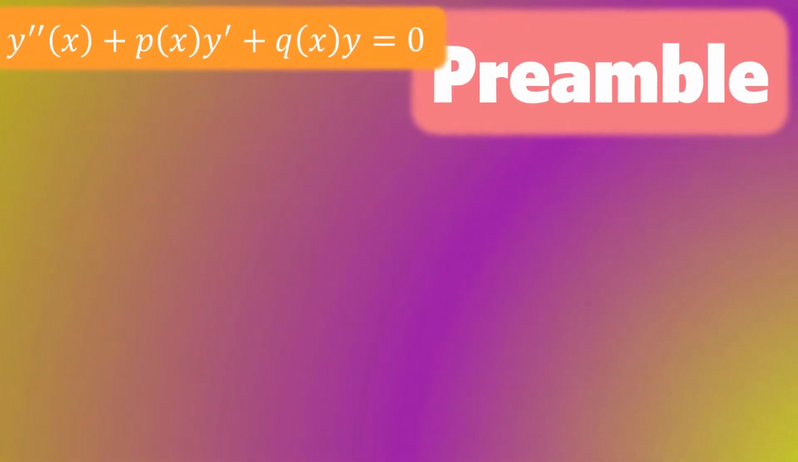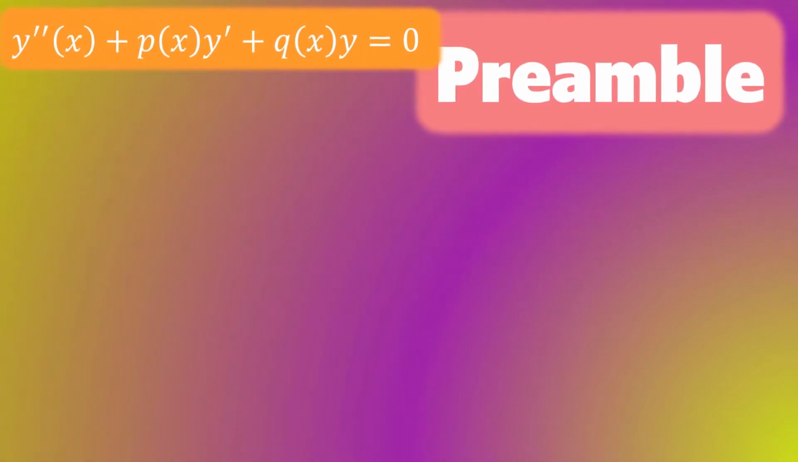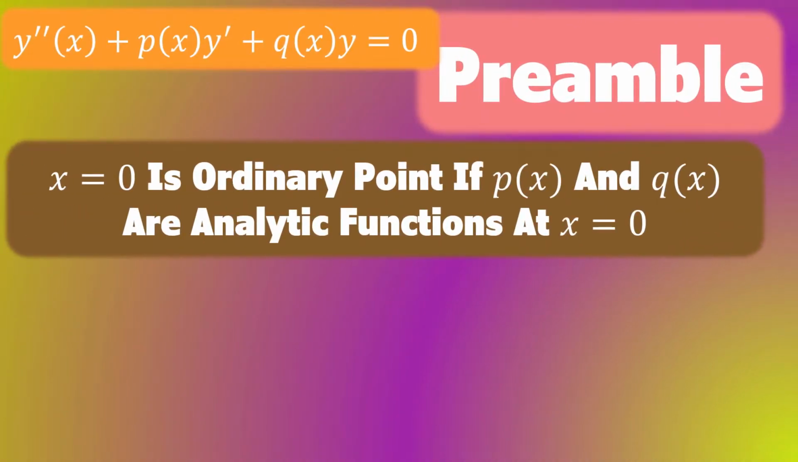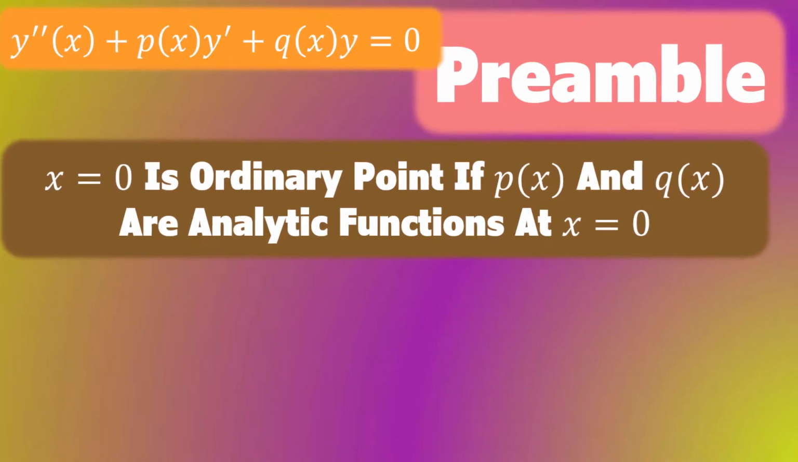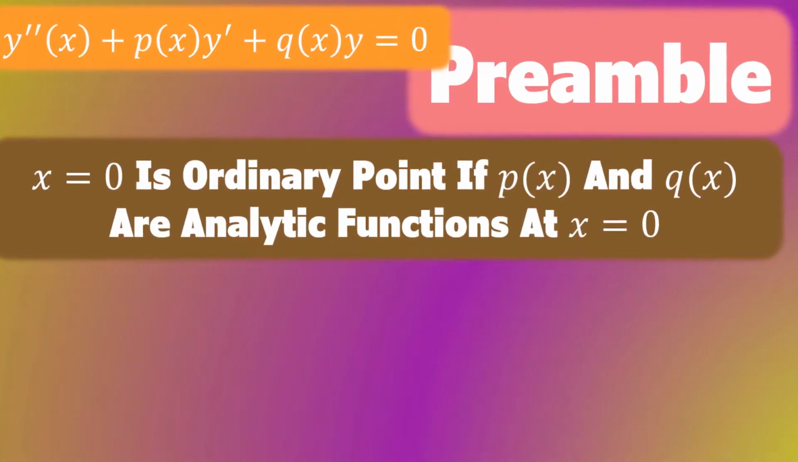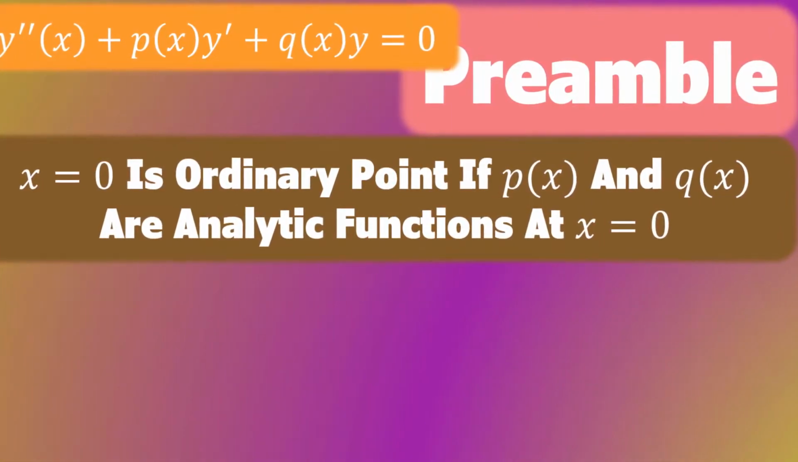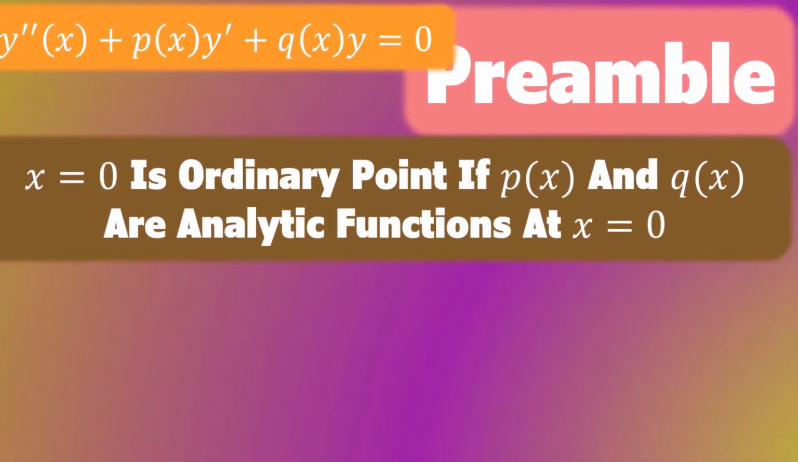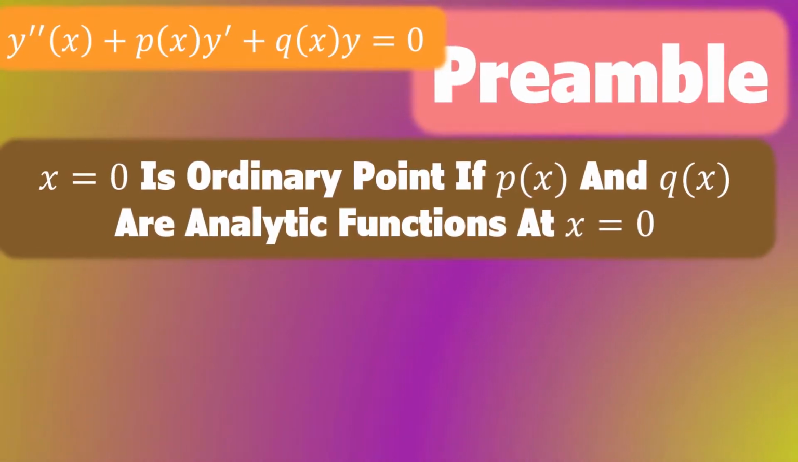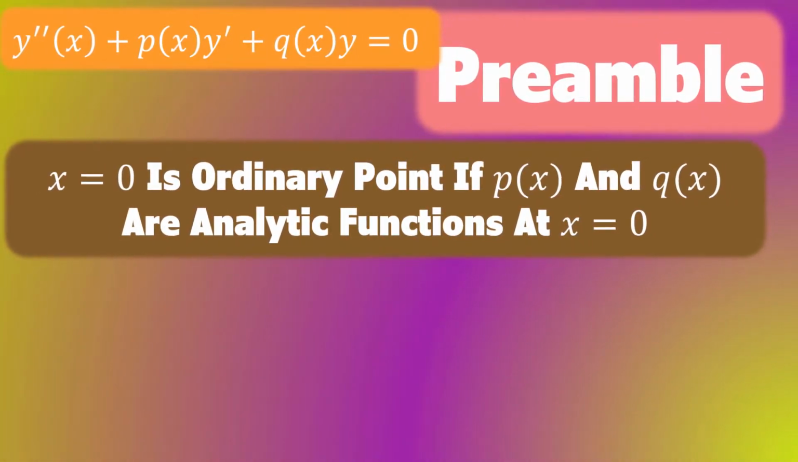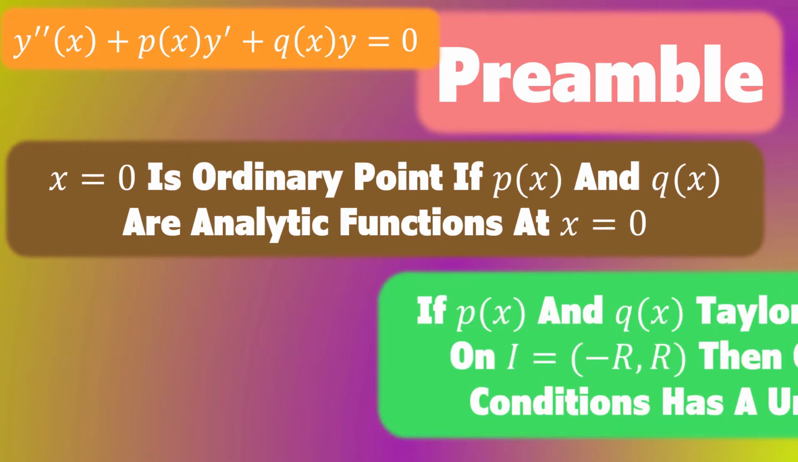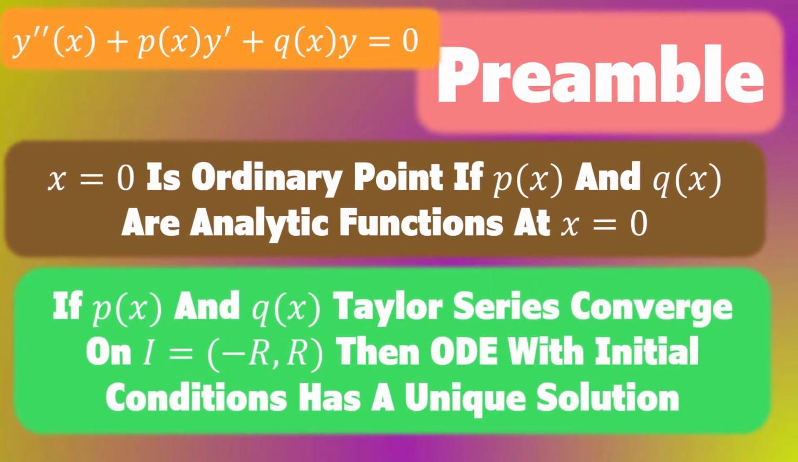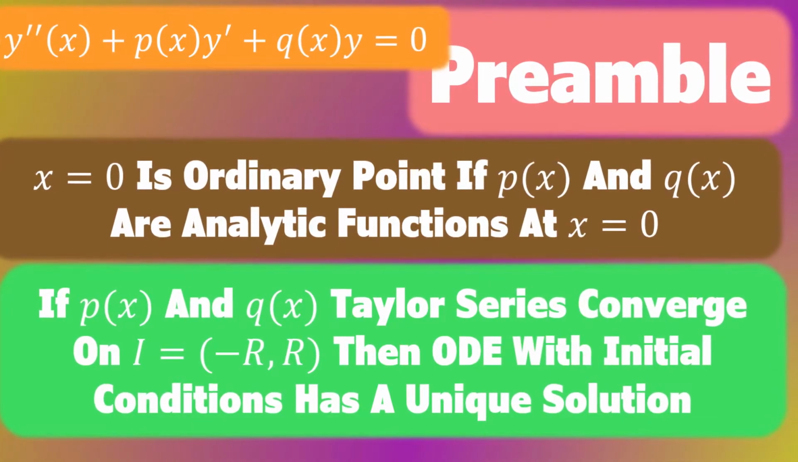Now, let's consider this differential equation. We say that x equals 0 is an ordinary point if p of x and q of x are analytic functions at x equals 0, i.e. the functions are infinitely differentiable at x equals 0, so there exist Taylor series for both p of x and q of x.